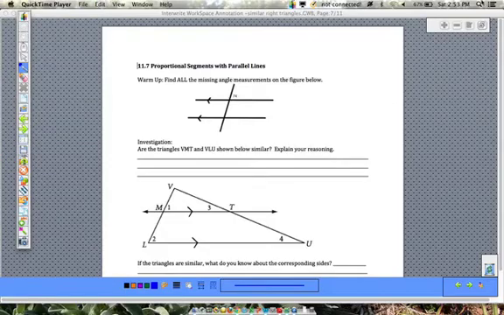This is section 11.7, talking about proportional segments with parallel lines. So we're still trying to talk about similar figures. For the warm-up, we just did a review of what we have done in the past.